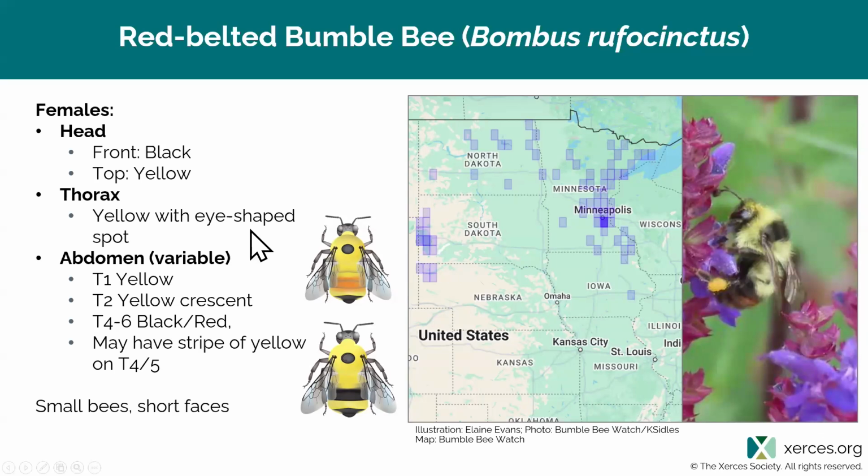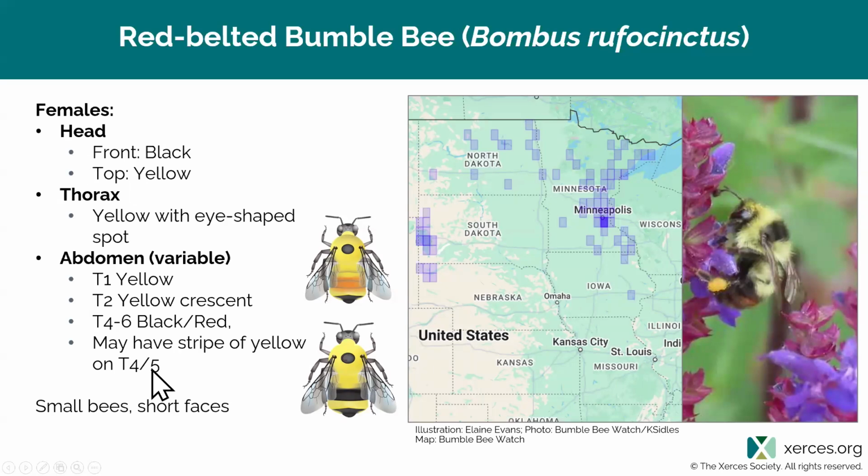This bumblebee species is very variable in its color pattern. So it's called the red-belted bumblebee because it often will have reddish hairs on its abdomen, but that's not always the case. Sometimes you'll have darker morphs that won't have any red hairs at all. So that is something to watch out for.